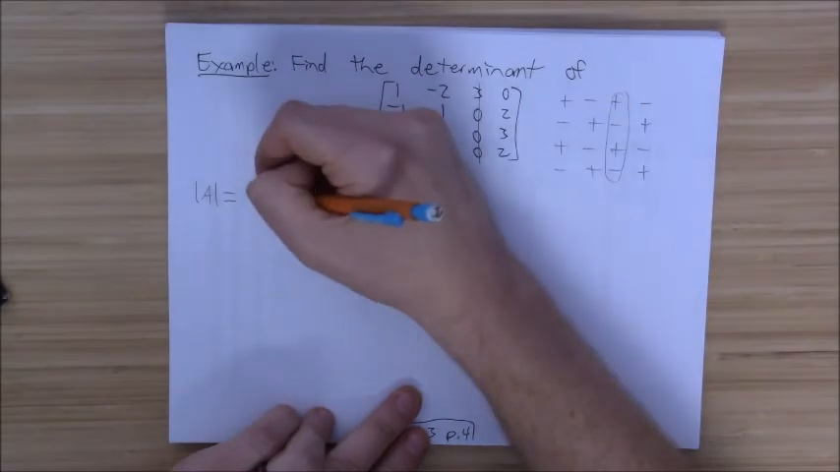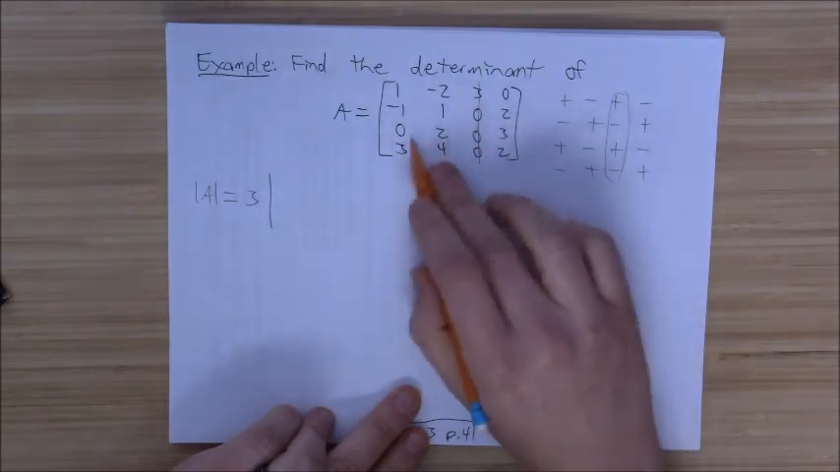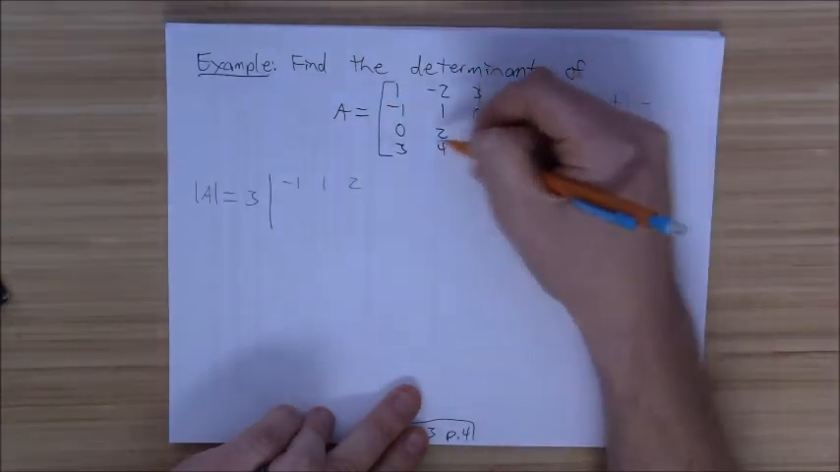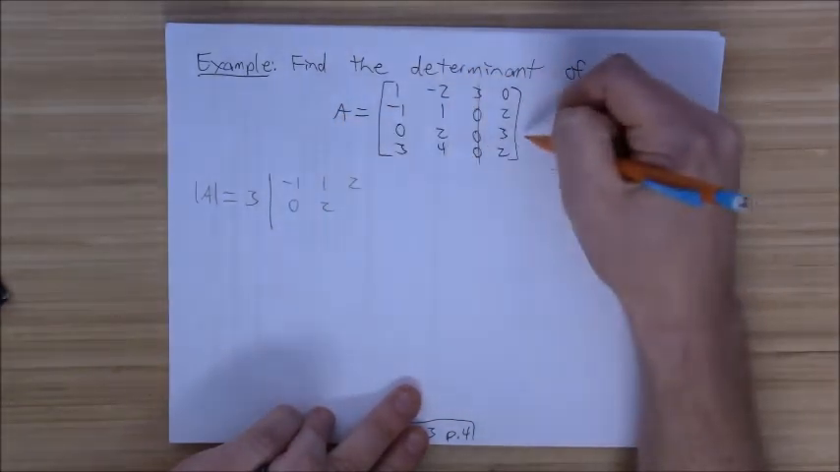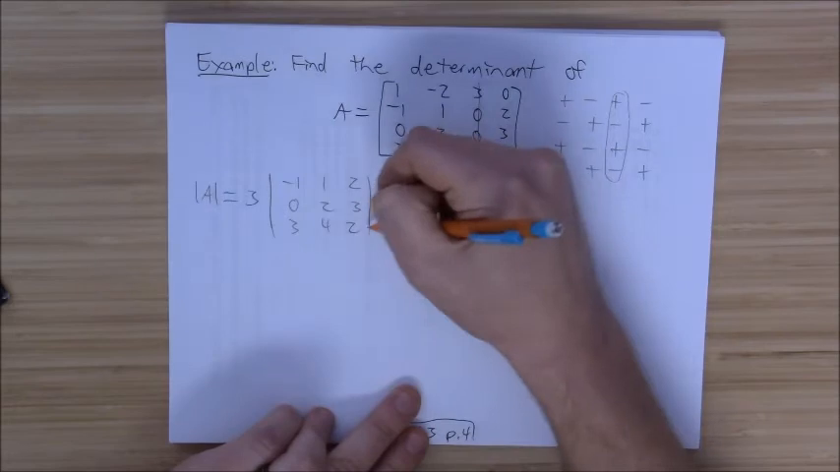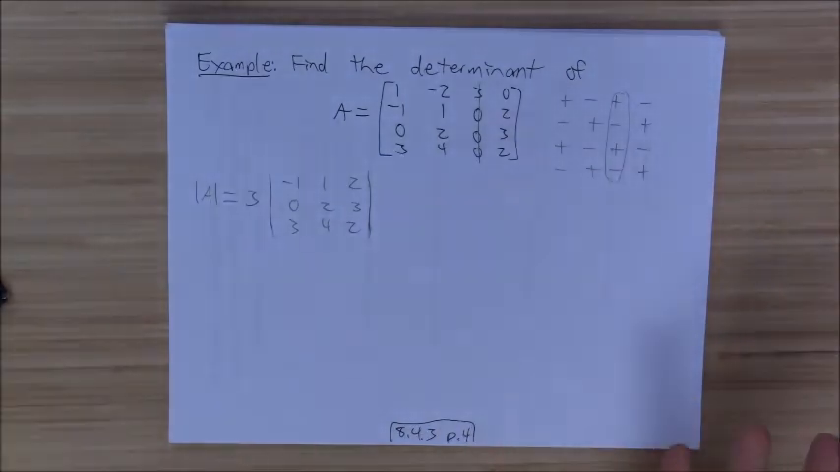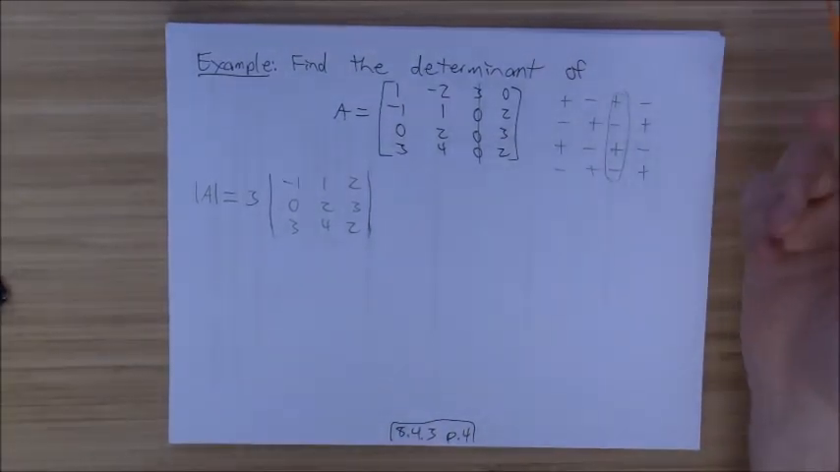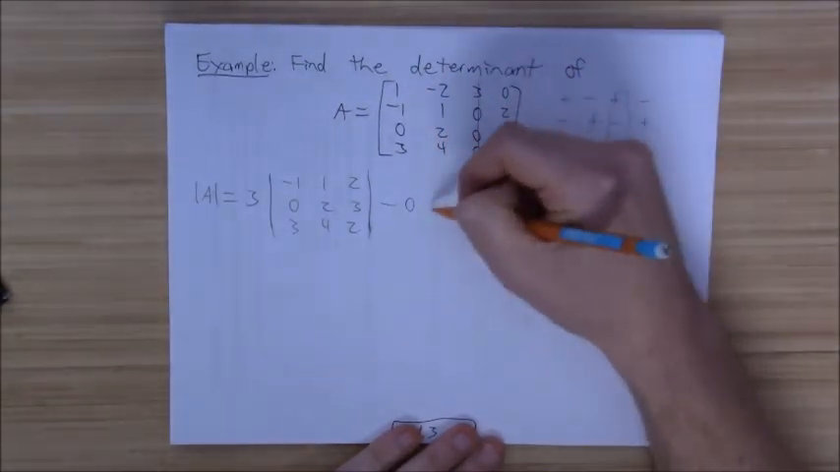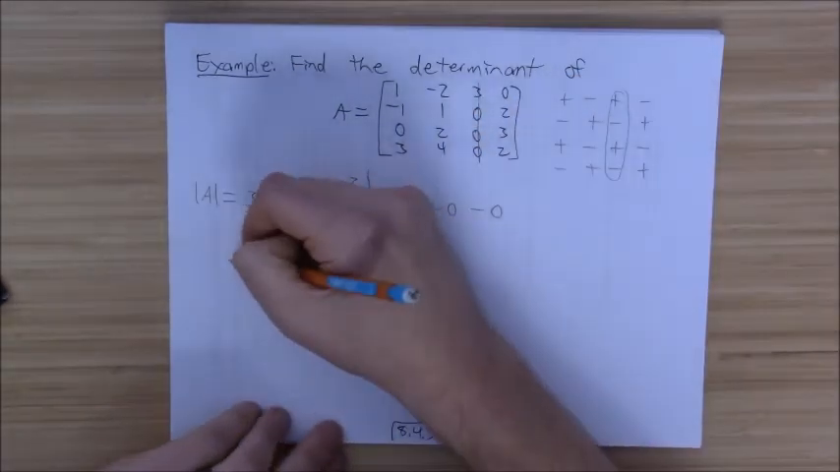And so we have positive 3 times the determinant of this matrix, which will be negative 1, 1, 2. So our minor is a big one this time. 0, 2, 3, 3, 4, 2. But what's nice about this is at first you're like, oh, that's going to be a bunch of 3 by 3 matrices, and each of those will involve a bunch of 2 by 2s that I have to take determinants of, and this is going to get huge. Well, yes, but that's why we're picking zeros, right? Because now we're going to have minus 0 plus 0 minus 0, because none of those determinants will matter. So that helps out a lot.